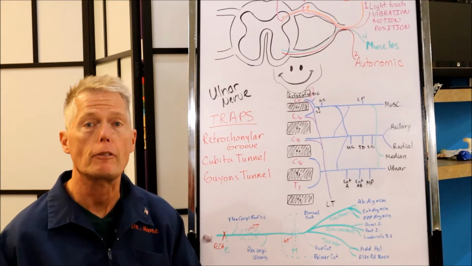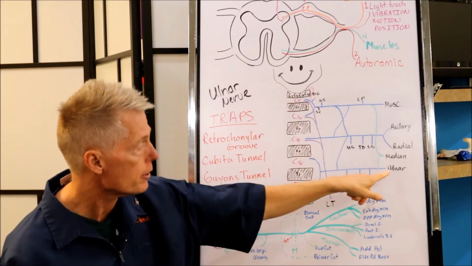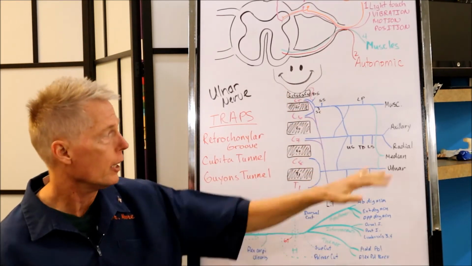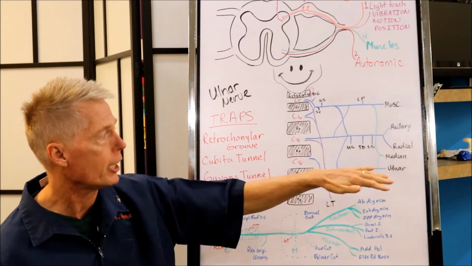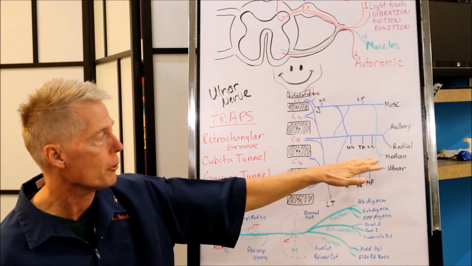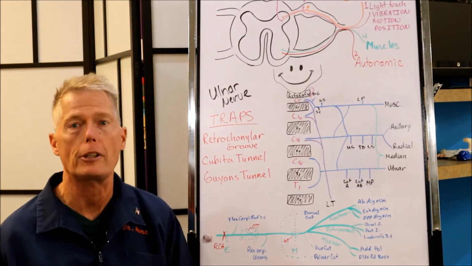We're going to talk today about the ulnar nerve. Your ulnar nerve is part of your brachial plexus. It's the lower end. We've talked about all these nerves up into here: the musculocutaneous nerve, the axillary nerve, the radial nerve, the median nerve. Now it's time to talk about the ulnar nerve.